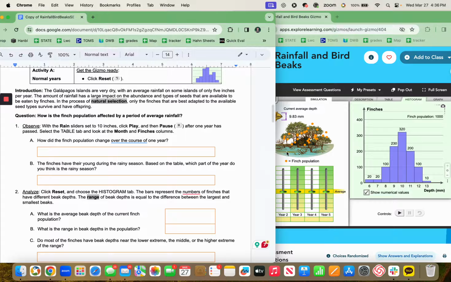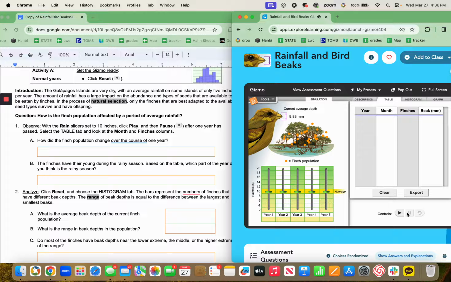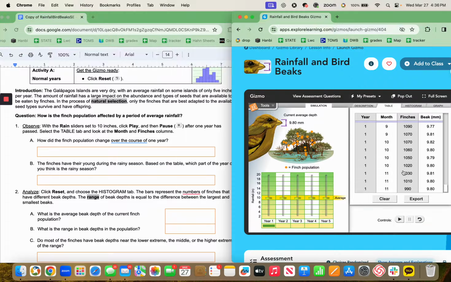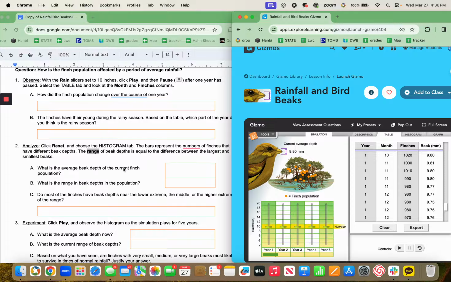Okay, so definitely adding, oh, they are set at 10 inches. Okay, so we're going to take a look after 1 year, and we're going to look at the table. All right, so 1 year, stop. Did we get to 1 year? Oh, maybe we need a little bit more. Okay. Well, here we can see. So we're going to go ahead and answer the questions.